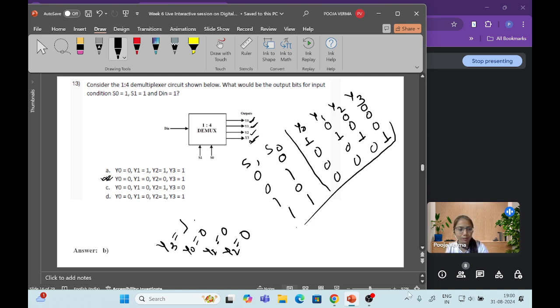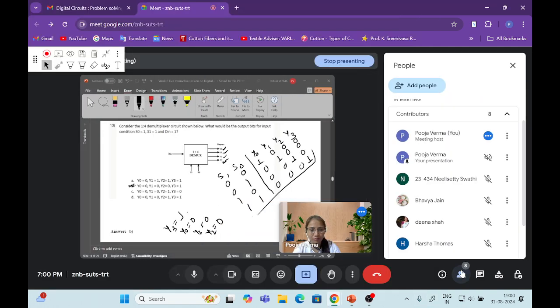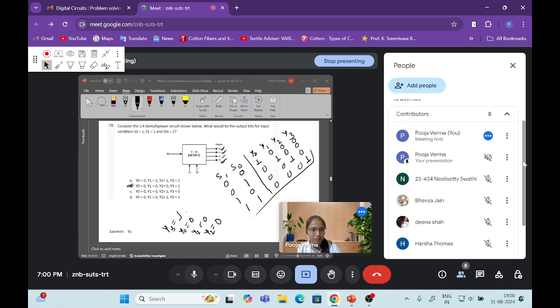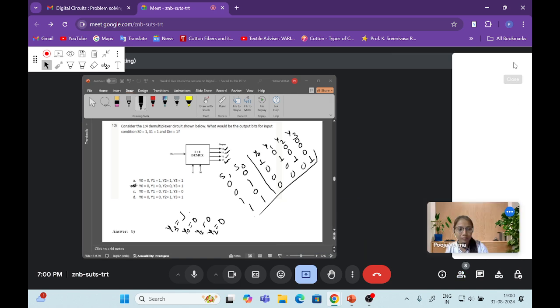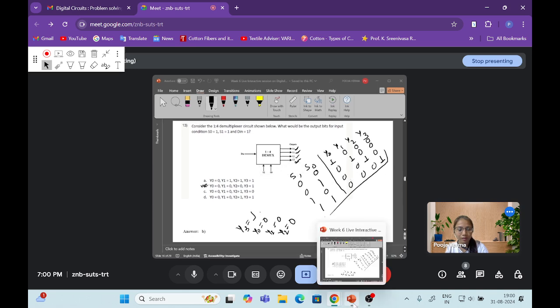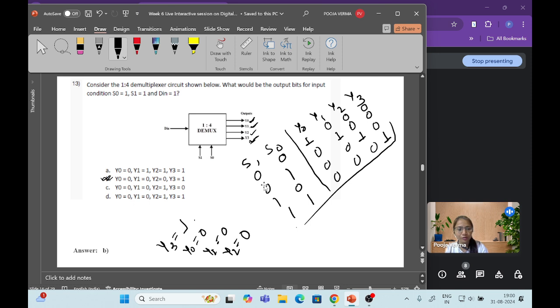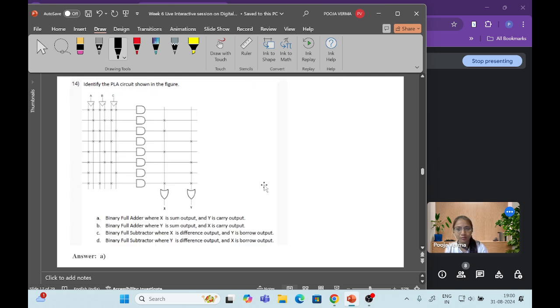Okay, so I hope all of you are getting it. Okay, so moving to the next question. The next question is: identify the PLA circuit shown in the figure.